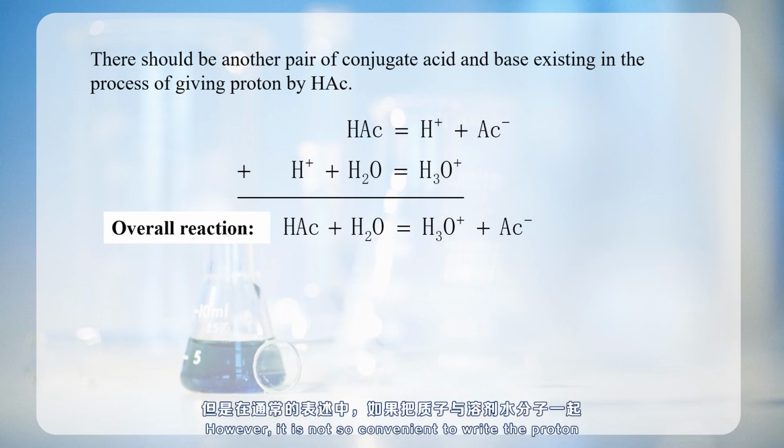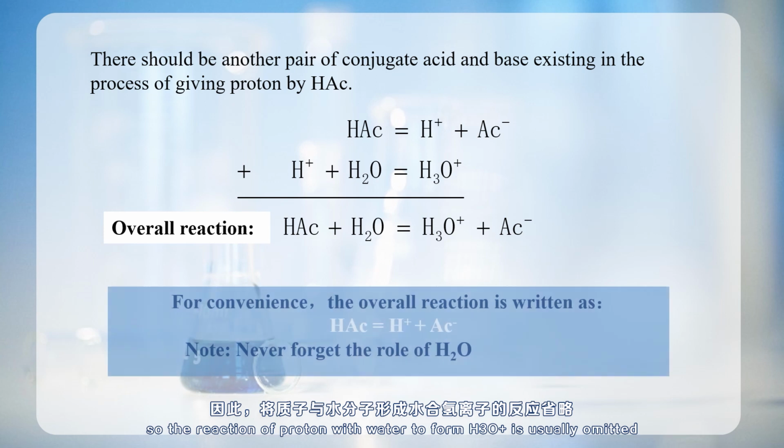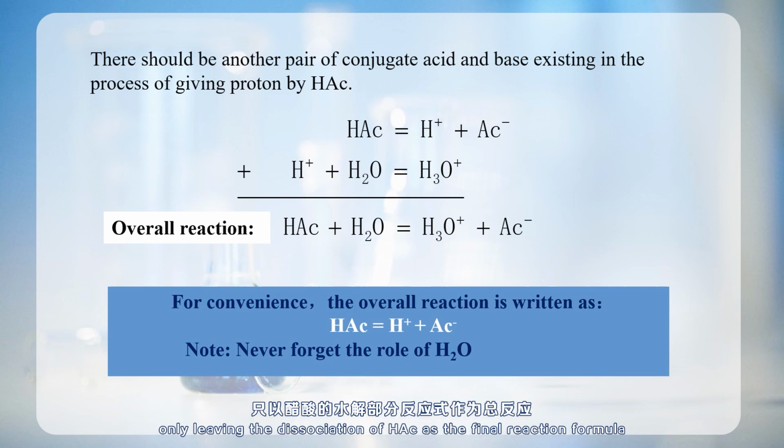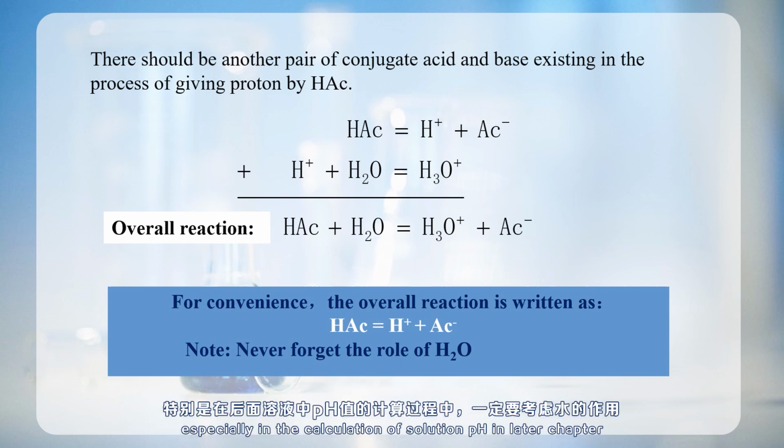However, it is not so convenient to write the proton and water molecule in the expression of acetic acid dissociation. So the reaction of proton with water to form hydronium is usually omitted, only leaving the dissociation of acetic acid as a final reaction formula. One thing to note is that only in writing we can do this omitting. The reaction of water should never be neglected, especially in the calculation of solution pH in later chapter.